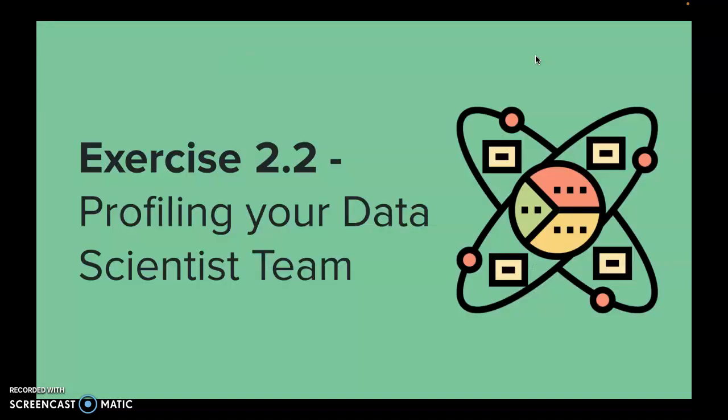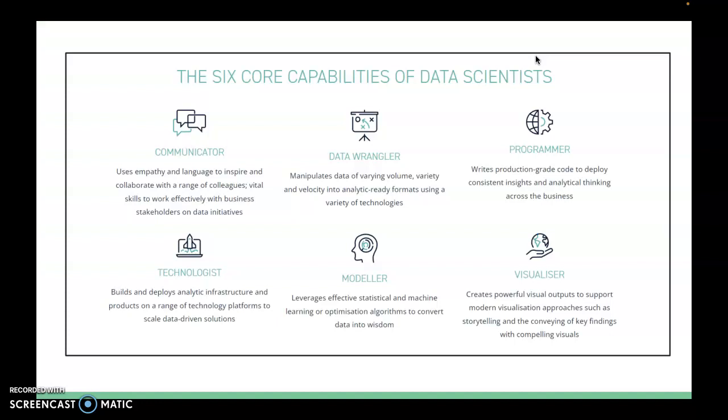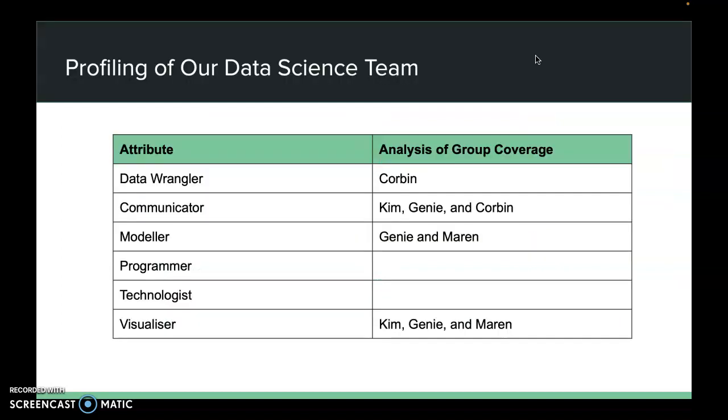So the second part of this is profiling our data scientist team. So these are the 6 core capabilities, as in the communicator, data wrangler, programmer, technologist, modeler, and visualizer. So within our group, we have somewhat of an even spread, with the exception of programmer and technologist. Corbin would be really good at wrangling, whereas everyone else sort of has a buddy within the group coverage of the analysis.